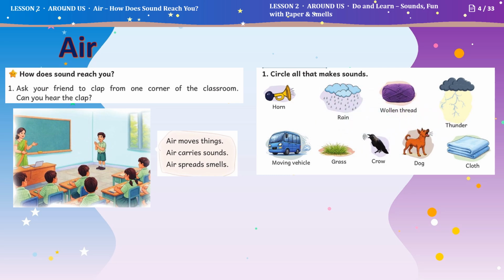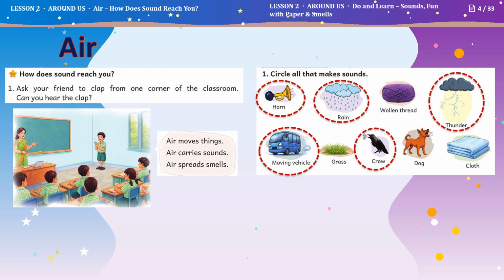So here we need to circle all that make sound. Horn, rain, thunder, moving vehicle, crow, and a dog.